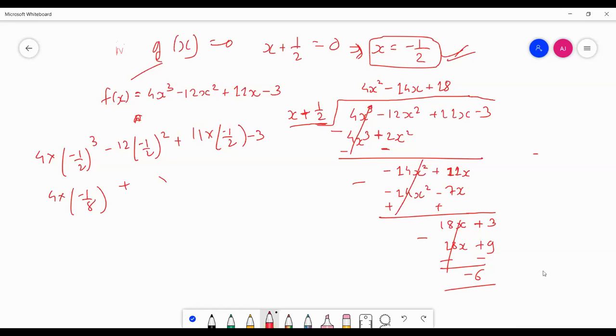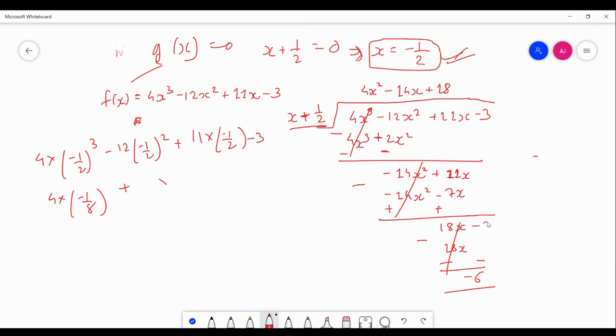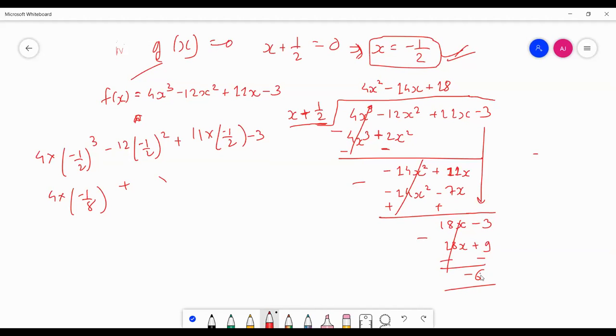Oh, sorry. Yeah, I got the mistake. See, here it was minus 3. Here it was minus 3. When I took it down, I wrote plus 3. Okay. So this will be minus 3. When I take this down, it will become minus 3. Minus 3. And here it was plus 9. So it will be minus 9. Minus 3 minus 9 will be minus 12. Did you understand what mistake I did?